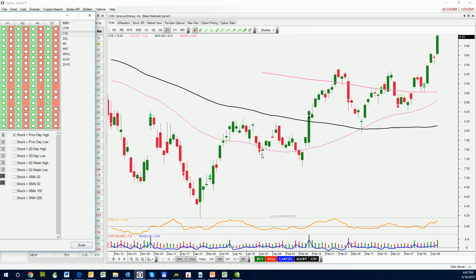Ooh, I like this. It's pretty choppy in here too, but you can see that is a little cup and handle formation right there with a very nice horizontal breakout and follow through. Good relative strength, good volume. CVE, it's an energy company, basic material. Oil prices have been moving higher. Energy stocks are doing well right now. I like it.